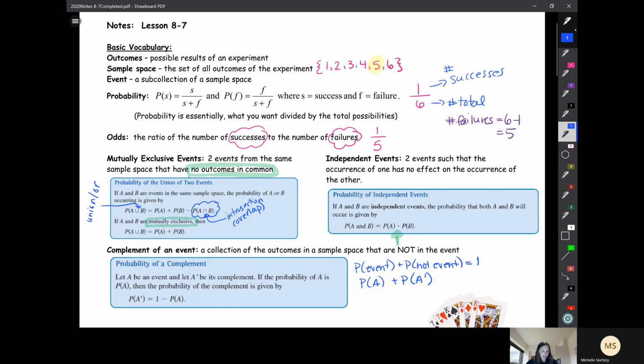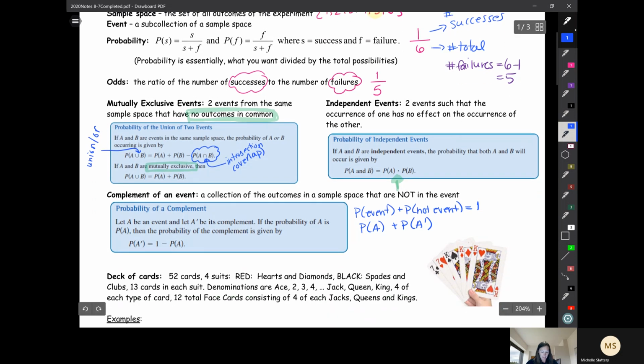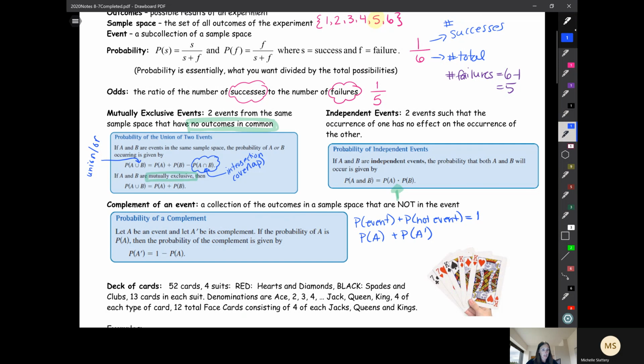All right, one more thing: a deck of cards. If you're not familiar with cards, here's some information about a deck. There are 52 total cards in a deck. We have 4 different suits. Red are hearts and diamonds, black are spades and clubs, with 13 cards in each suit. So there are 13 hearts, 13 diamonds, 13 spades, and 13 clubs.